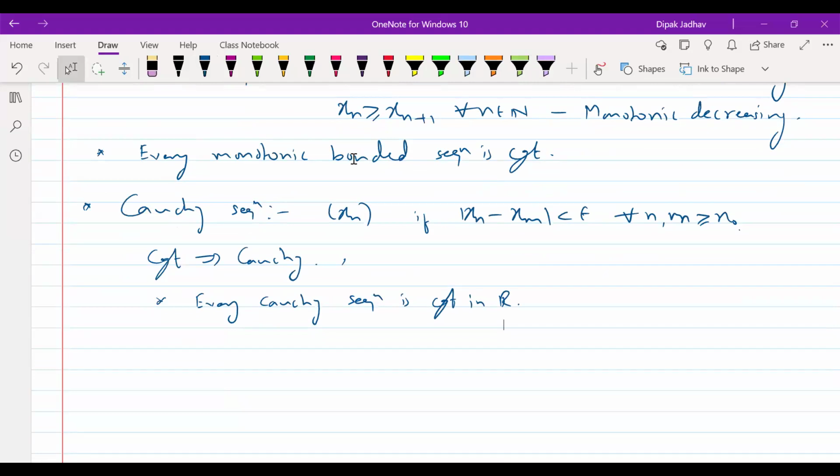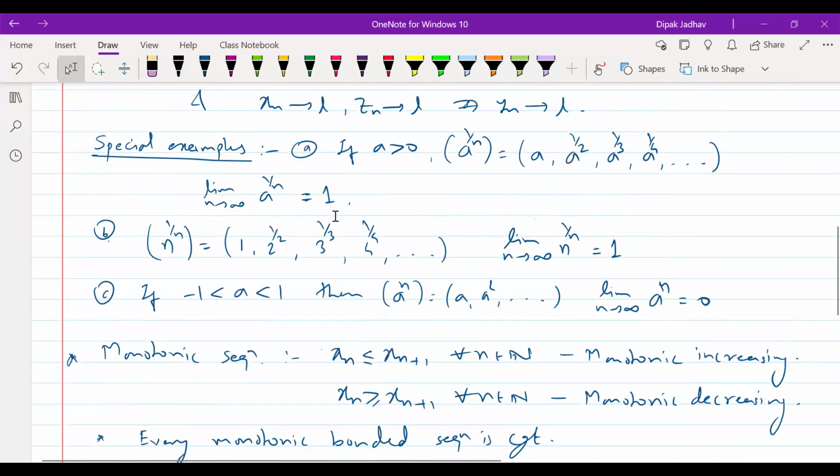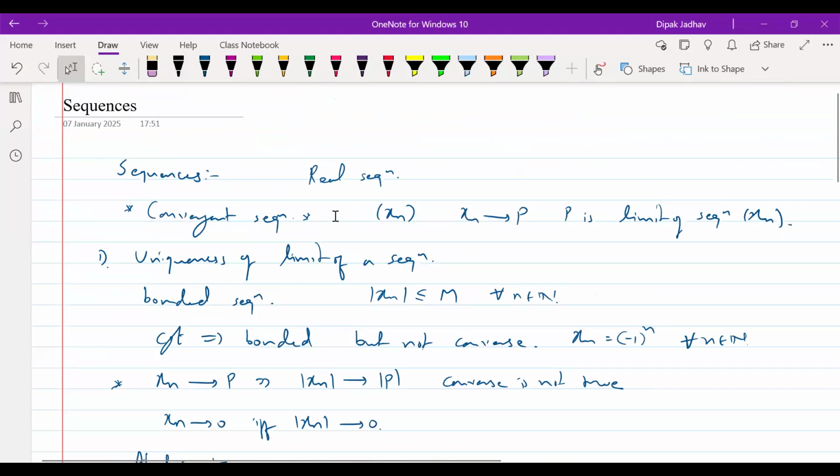Sorry to interrupt, but I just missed a definition above. Which definition, madam? Bounded sequence. A sequence is bounded if you have a fixed number M such that the absolute value of every term of your sequence is less than or equal to that M. Then we say that the sequence is a bounded sequence. Okay, sir. Thank you, sir.